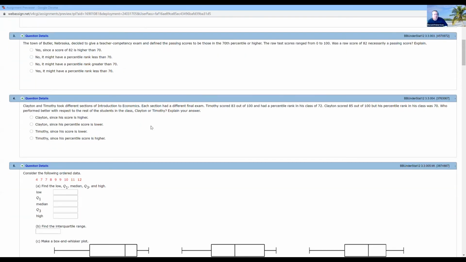A town of Butler, Nebraska has decided to give a teacher competency exam. God, I would feel that. And defined the passing scores to be those in the 70th percentile or higher. Whoa. Do you know if you make the passing score the 70th percentile, doesn't that mean only 30% of the people are going to pass it, no matter how good they are?